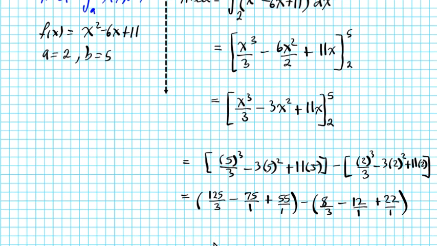Alright, so let's go ahead and simplify. So we have 125 over 3 minus, let me just leave these as whole numbers, I will convert them into fractions in a second. So minus 8 over 3 minus 12. Now since there's a minus here, you multiply by this 12, so this becomes a plus. Plus 12 minus 22.